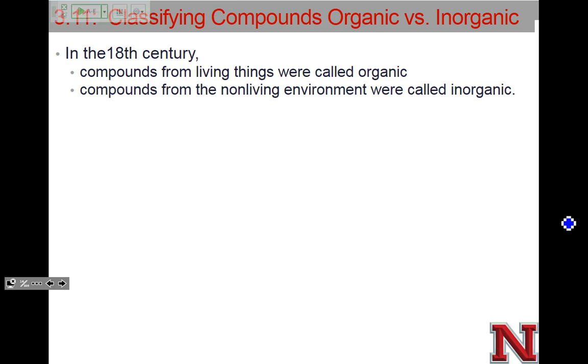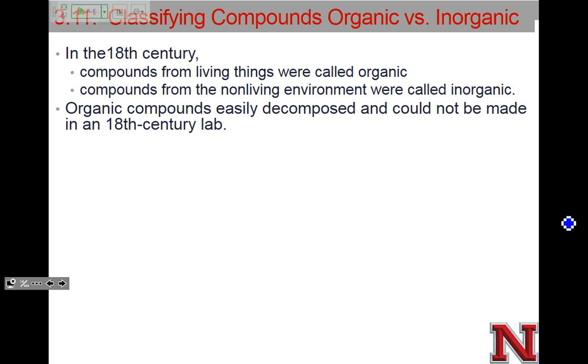any chemical that was able to be isolated from something living was considered organic. So it was thought for a long time that you couldn't make something in the lab that would be found in a living compound. Hence the term organic and where it came from. And then compounds coming from non-living environments were considered inorganic. Well, we know that that's not true.